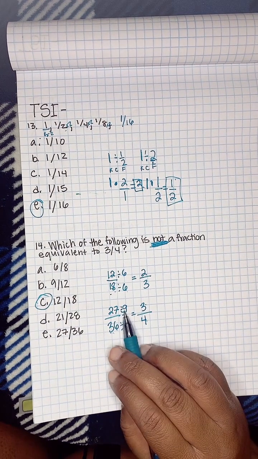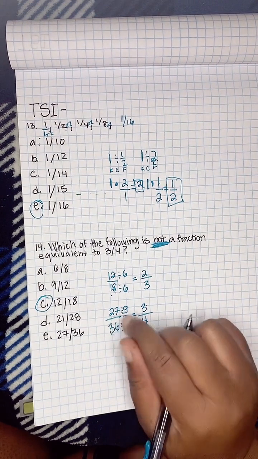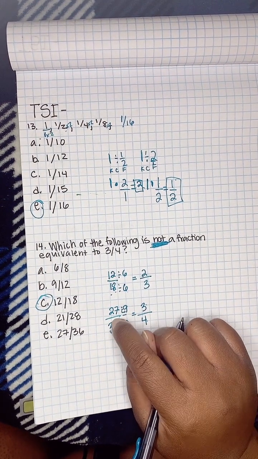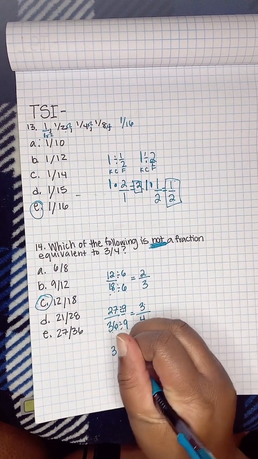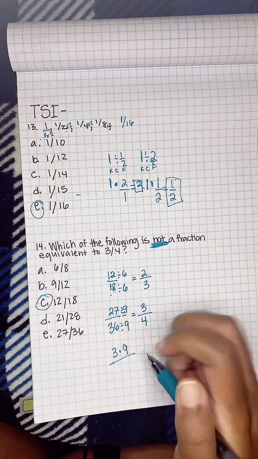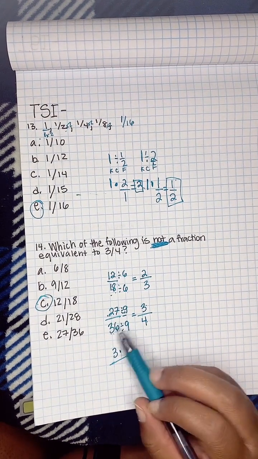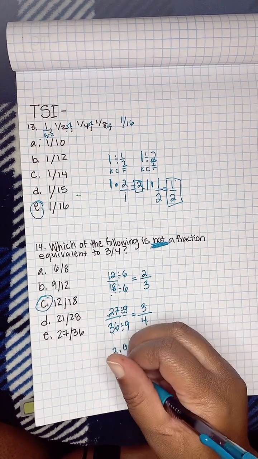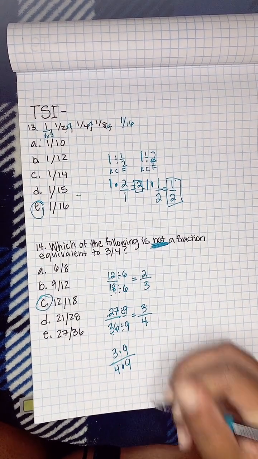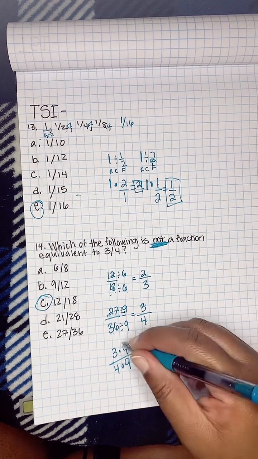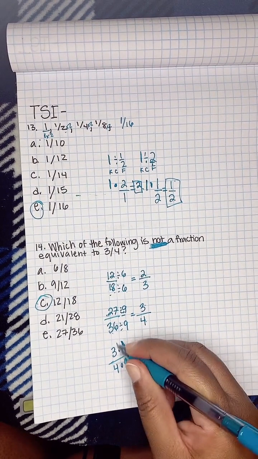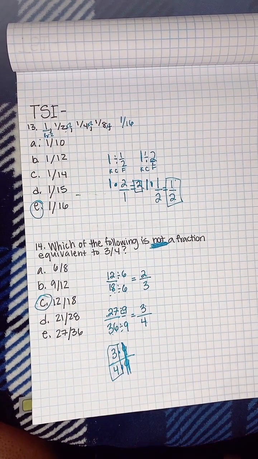How did you get the 9? So how you can get the 9 is you can ask yourself, what times what gives you 27? Well, 3 times 9 gets us 27. And then you can ask yourself, what times what gets you 36? Well, 4 times 9 gets us 36. And so you see how 9 divided by 9, you can cancel this out, and that's why you're left with 3/4. Somebody said it's called the GCF, the greatest common factor. Yep.